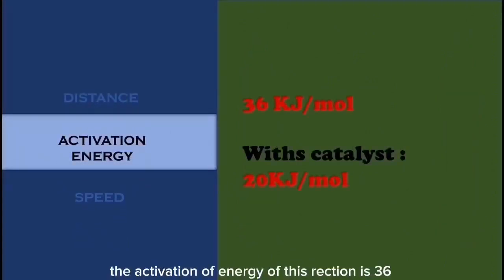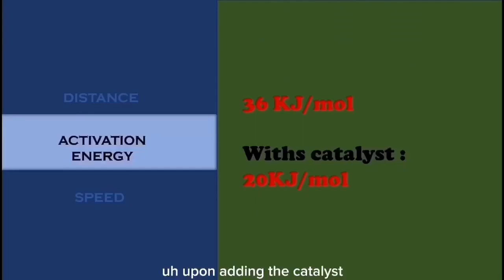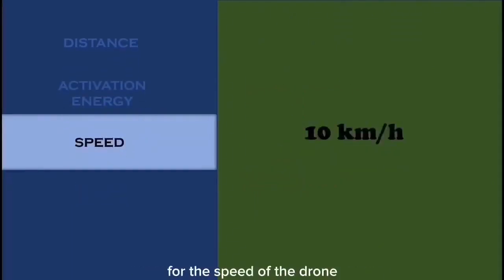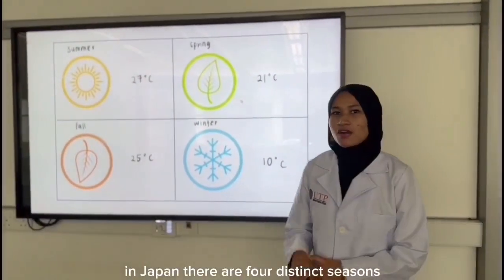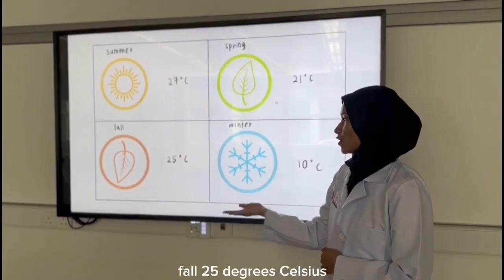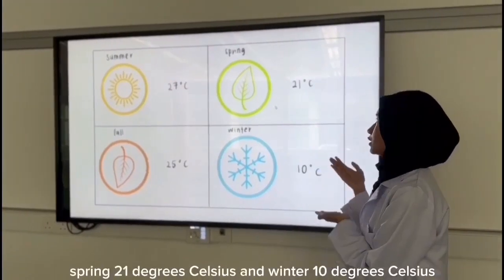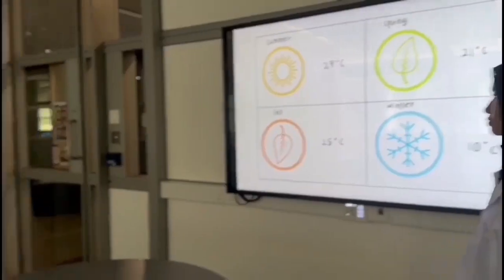The activation energy of this reaction is 36 kJ per mole without a catalyst, but with a catalyst it can be reduced to 20 kJ per mole. Upon adding the catalyst, we can achieve 10 km per hour for the speed of the drone. If that's the case, let's start with the sampling of the case. In Japan, there are 4 distinct seasons, which are summer 27 degrees Celsius, fall 25 degrees Celsius, spring 21 degrees Celsius, and winter 10 degrees Celsius.